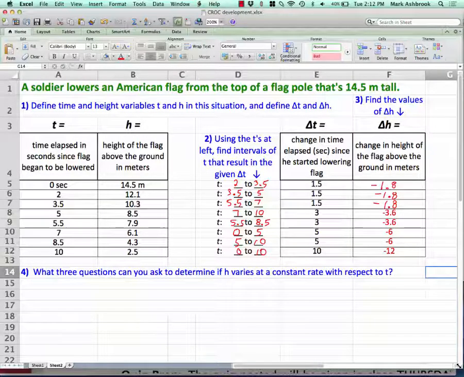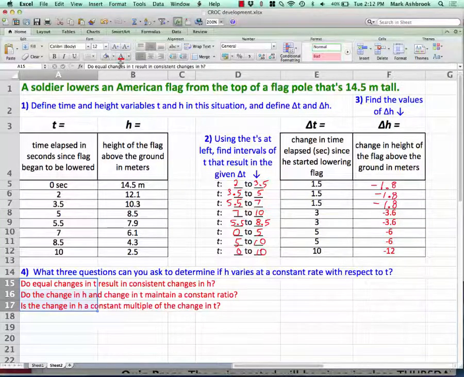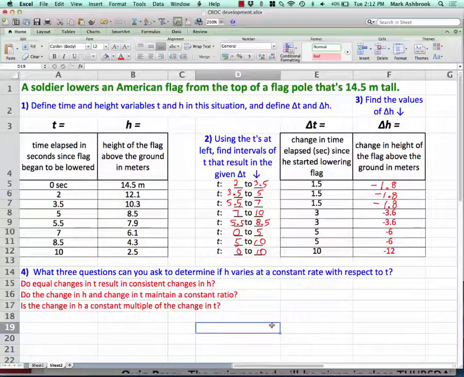Bahia. So we got a constant ratio of delta H to delta T. We have a constant multiple. Delta H is always k times delta T. If delta T has equal, consistent changes, do you get consistent changes in H? Okay, so we got them. Let's write those down here, and then let's answer those questions.